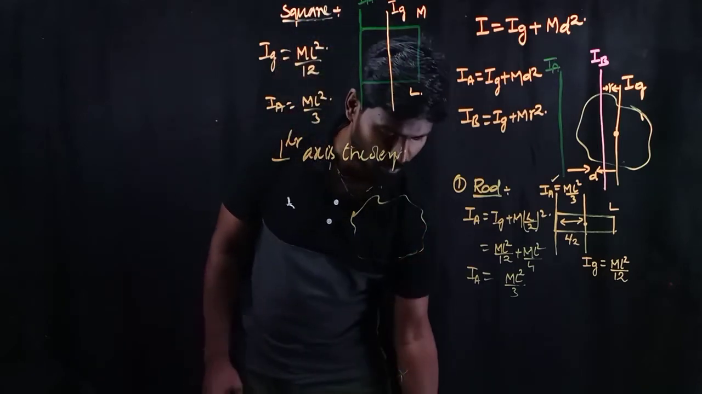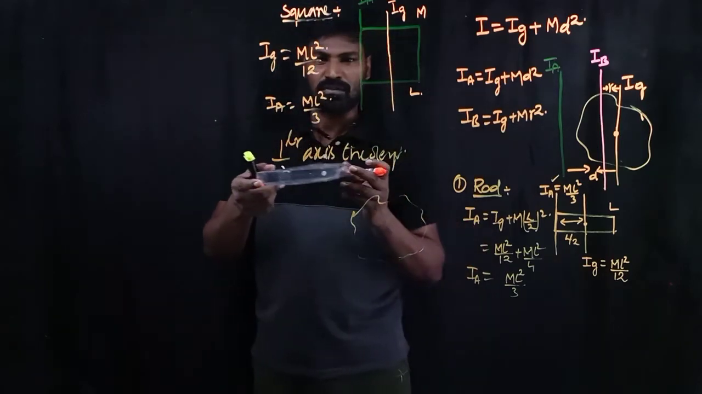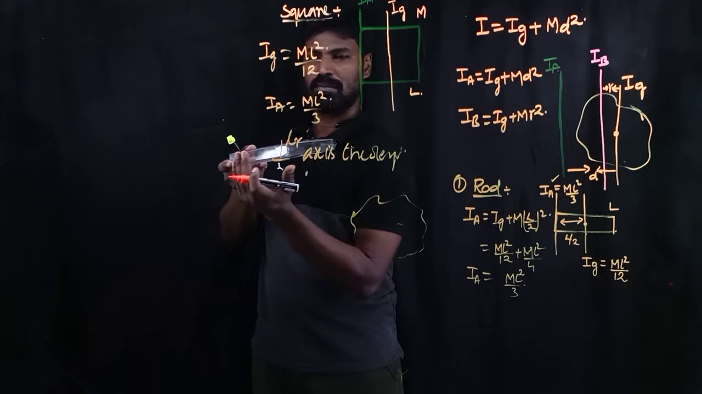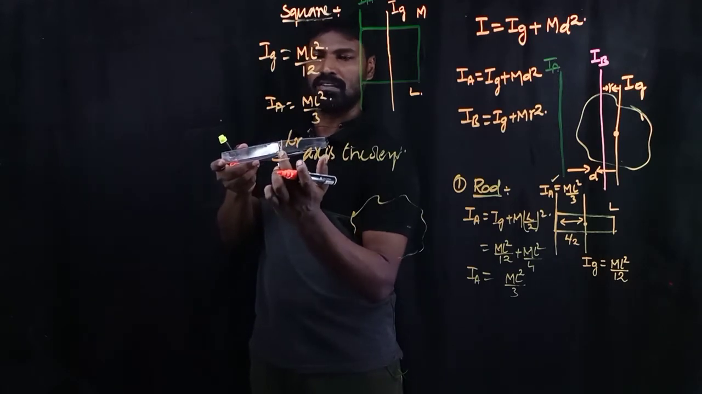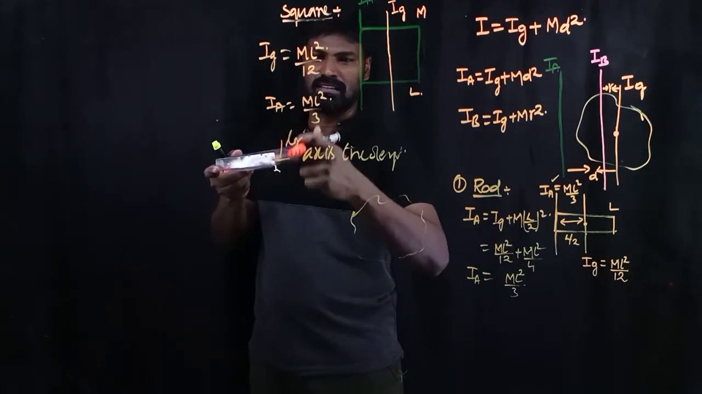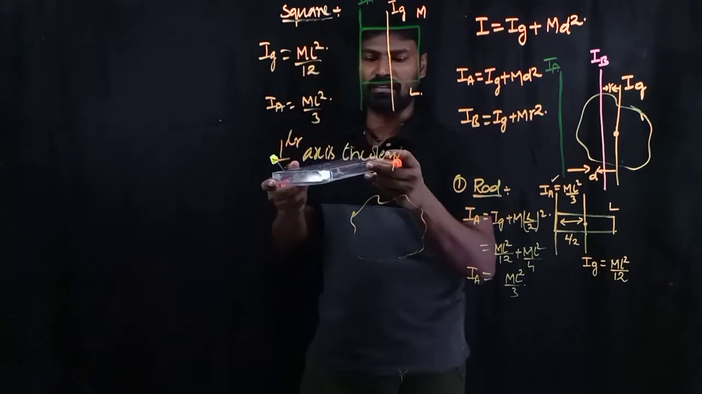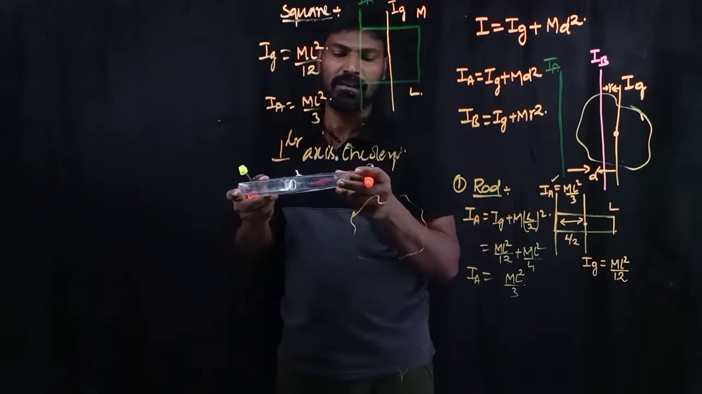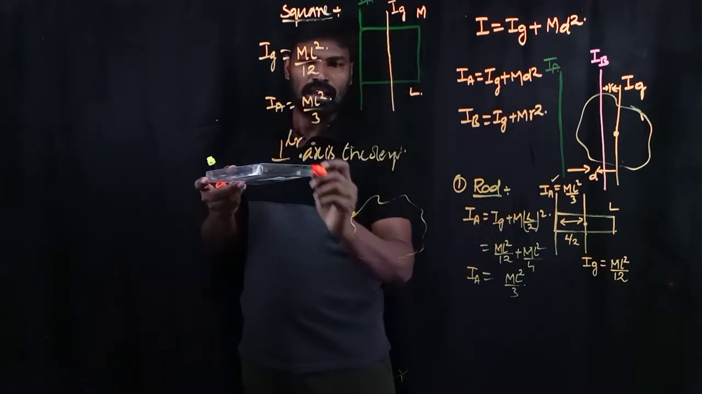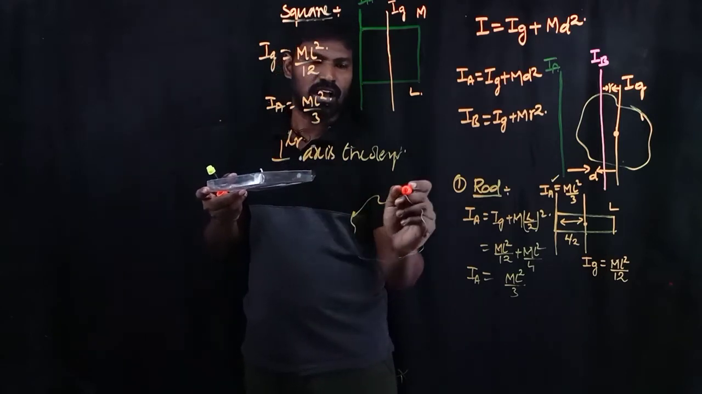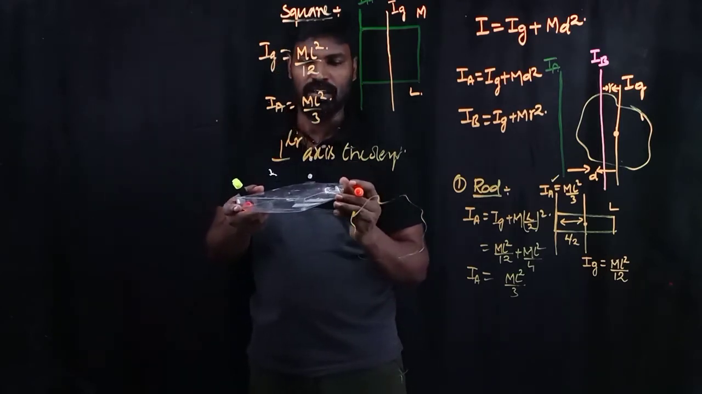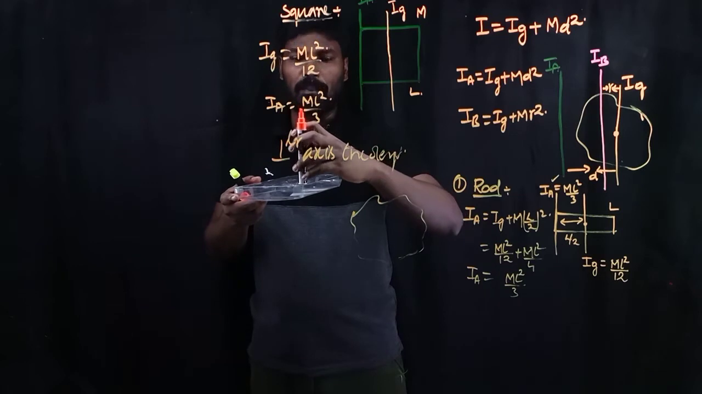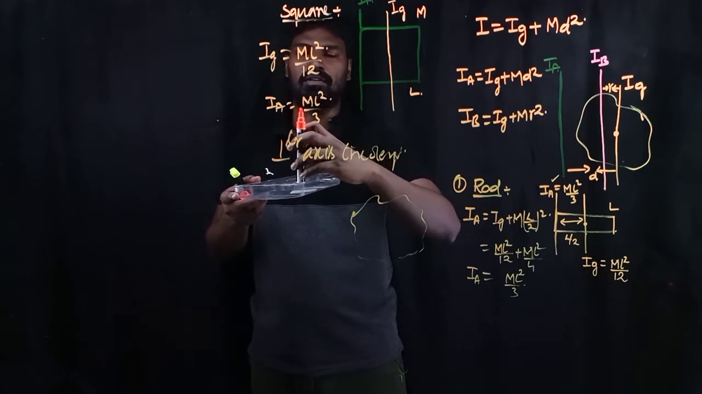Laminar bodies means two-dimensional bodies like this. So when you compare this dimension and this dimension, this height is very much less. This kind of bodies we call them as laminar bodies, two-dimensional bodies. So to calculate the moment of inertia of this laminar body with respect to an axis perpendicular to the plane of the body.